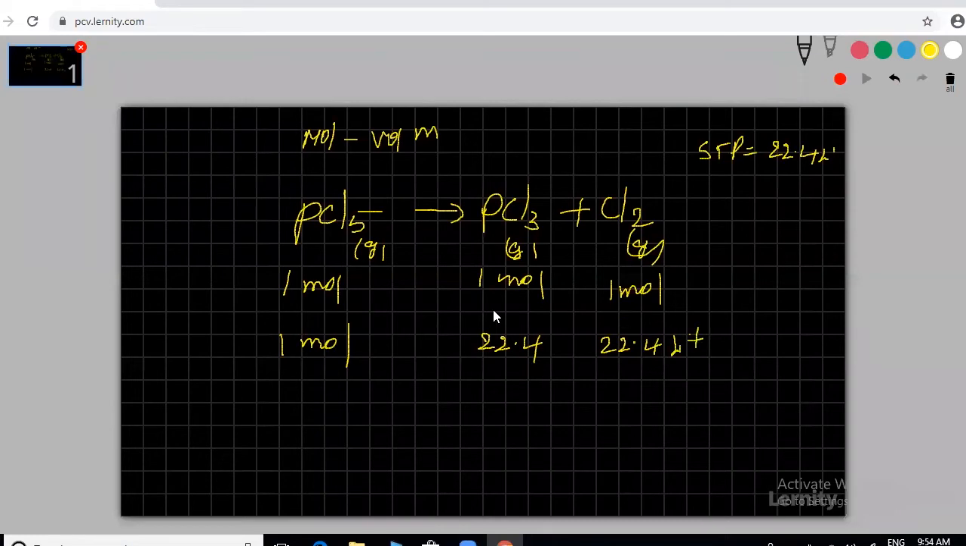Clear? If I am taking 0.25 moles and we are heating, how much PCl3 and how much Cl2 will we get? 1 mole is 22.4 liters, then 0.25 moles, how much? Can you find the answer? Yes, very good. 0.25 means 1 by 4, so you can divide by 4. 5.6 liters is correct.